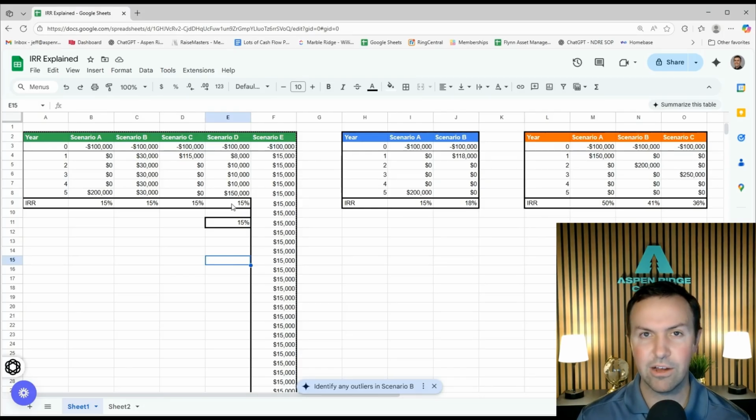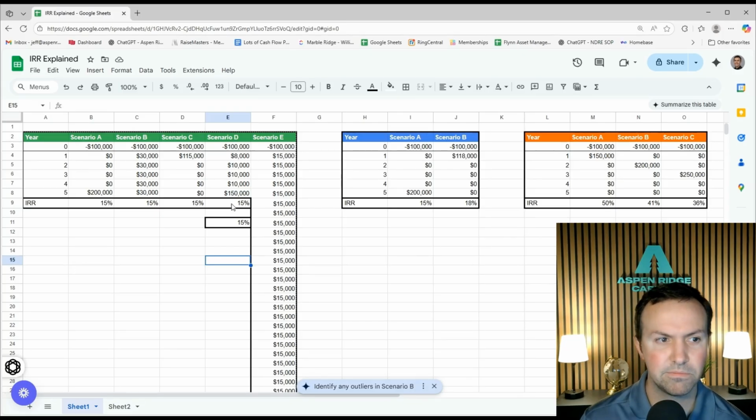Like, IRR is not the only thing that you should use to figure out if a deal makes sense for you. What do I mean by that? Let's say that you are 60 years old, you're getting ready to retire, you have some money and you want to get some cash flow to live off of.